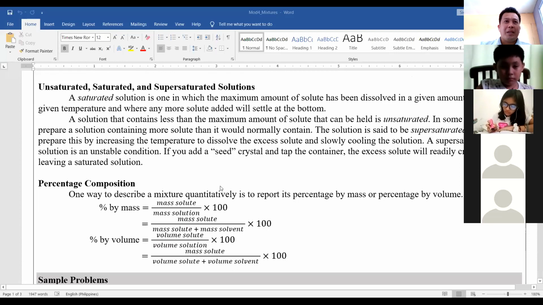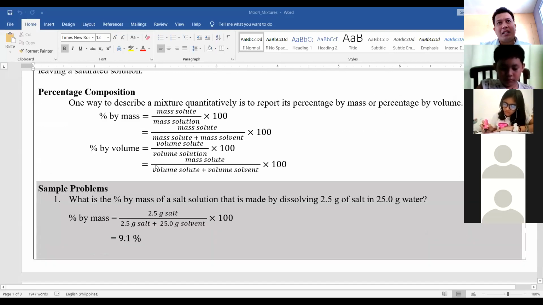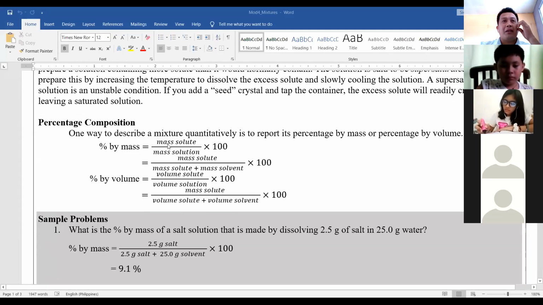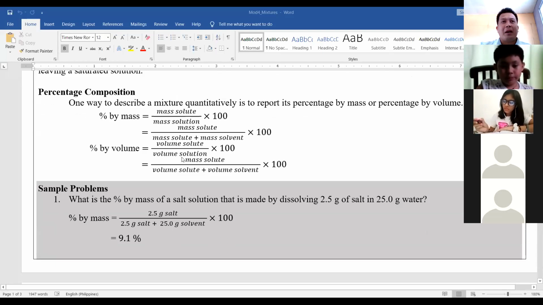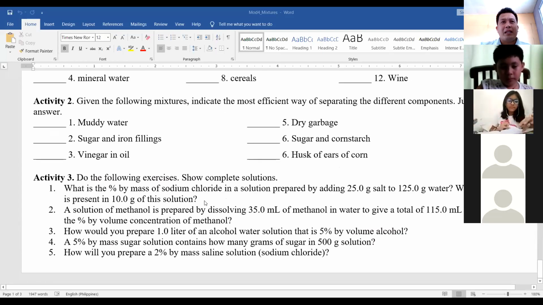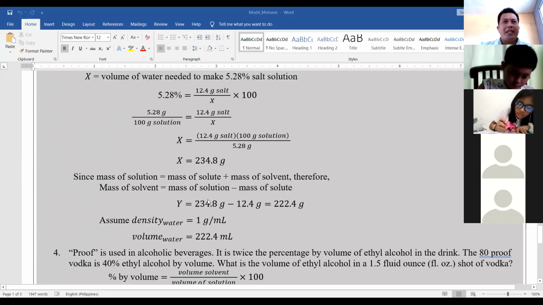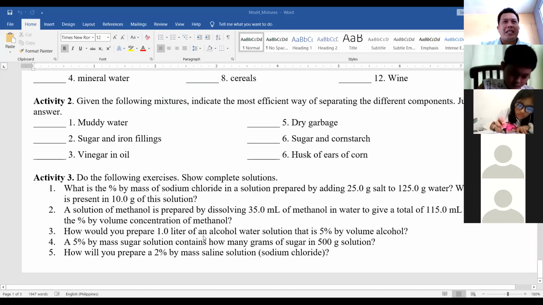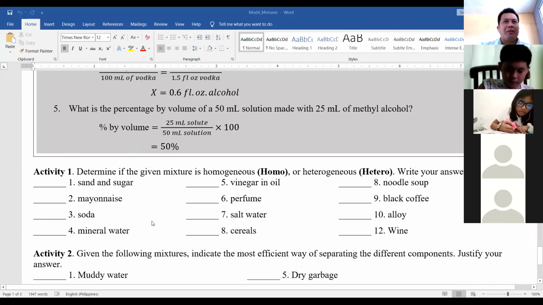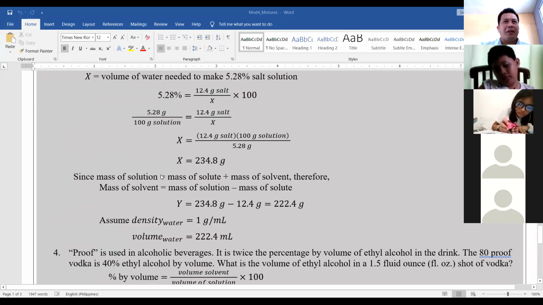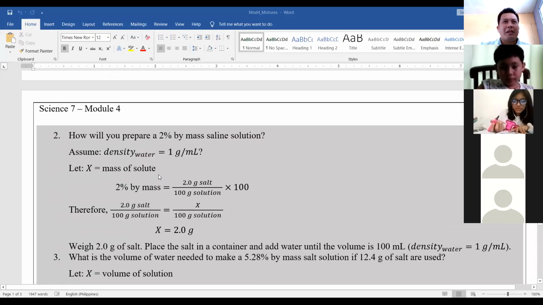Percent by mass and percent composition class, since we're going to have a review tomorrow, di ba? We'll have a review tomorrow. So this will be discussed further by tomorrow. However, I think we don't have many items in our activity 3. We only have 5 items in activity 3. So base it on the examples on how you're going to answer activity 3. And the discussion of activity 3 will also be our review of the lesson about percent composition.